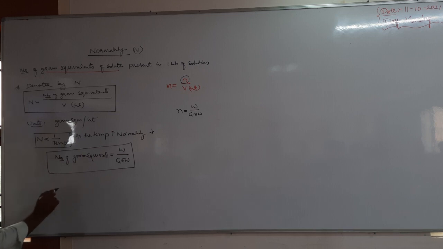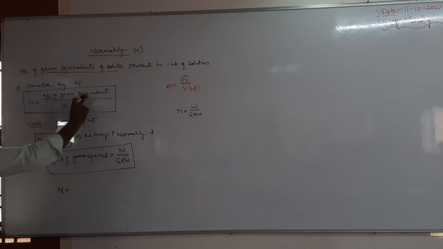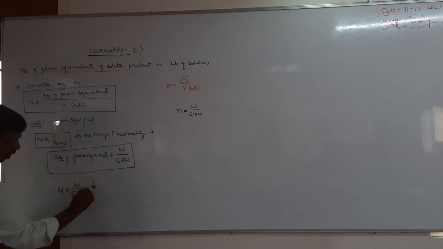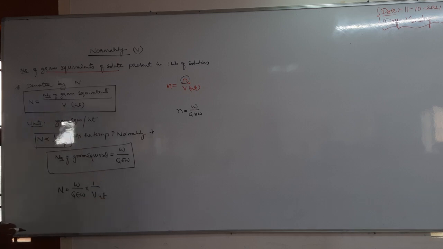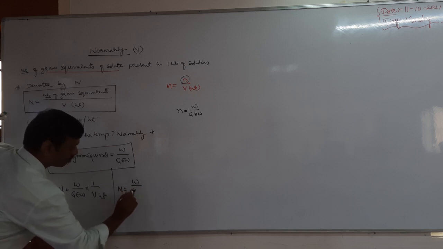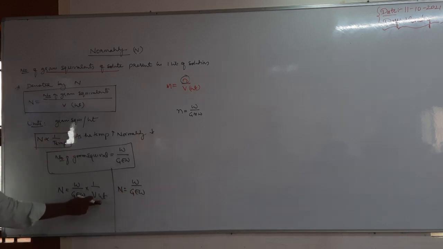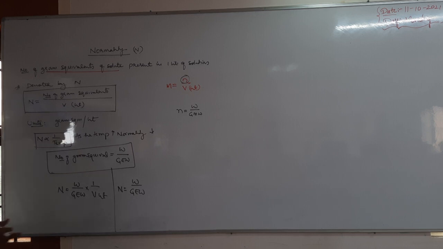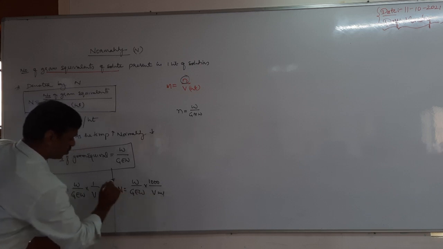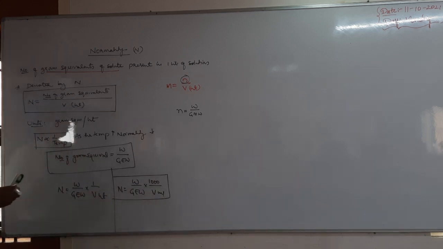Now tell me, how do you write normality? Normality equals number of gram equivalents, so can I take weight by gram equivalent weight into 1 by V in liters? Or normality equals weight by gram equivalent weight, and this is in liter, no? Convert into milliliter. What to do? Yes, multiply with 1000. So this formula is very commonly used for the calculation of normality.